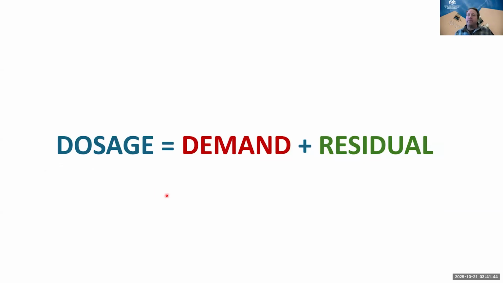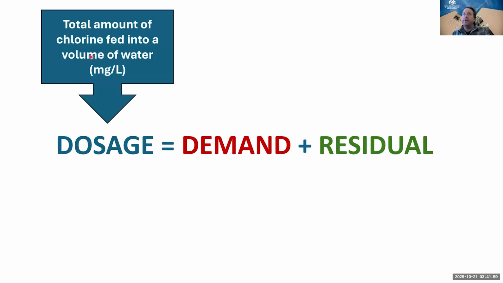Here's something to remember, and you should be familiar with. It doesn't show up on the WPI formula sheet, but you should know that dosage equals demand plus residual, okay? And so dosage, again, it's that total amount of chlorine that you're feeding into a volume of water. It's expressed as milligram per liter, all right? So however much you feed into that water.